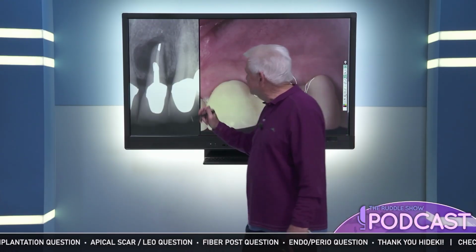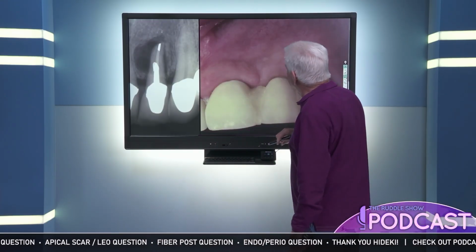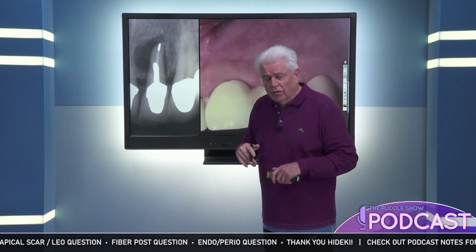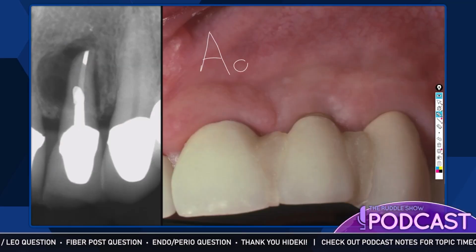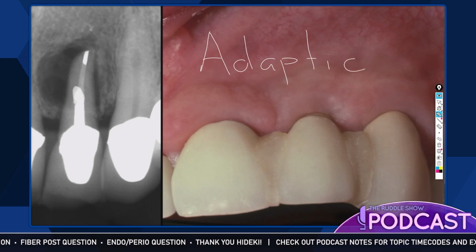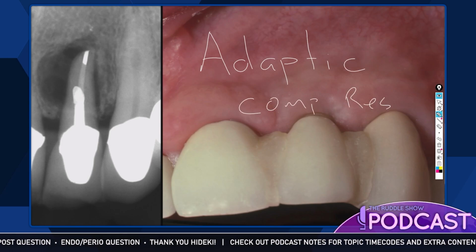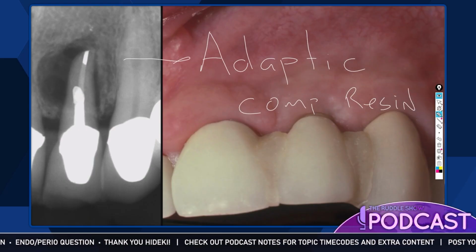It's expected. Okay, so that's the splint. Now, what was the material? Hideki, I made a mistake in my answer. In that era, we used the first generation of a composite resin. This was the late 60s, early 70s. This was a miracle. This came out to replace amalgam, silver fillings.